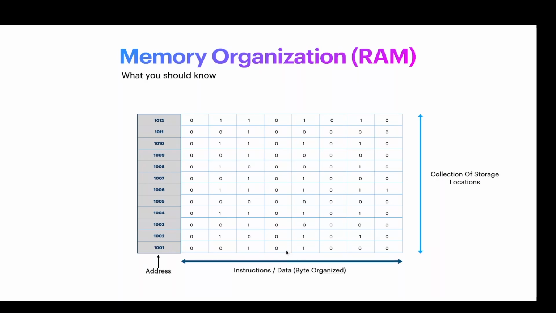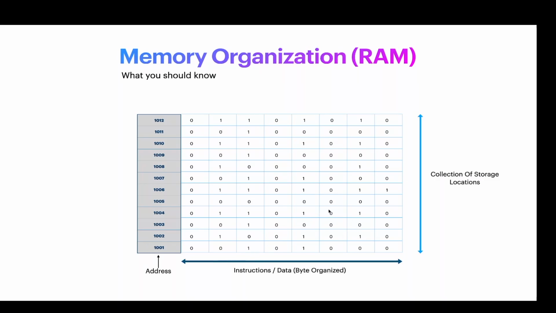One thing that you have to keep in mind is the CPU will never access one single box at any given time. It always accesses a byte or more than a byte, or multiples of bytes. So this is how memory is organized. You have large collections of storage locations. Each byte is addressable by a memory address.